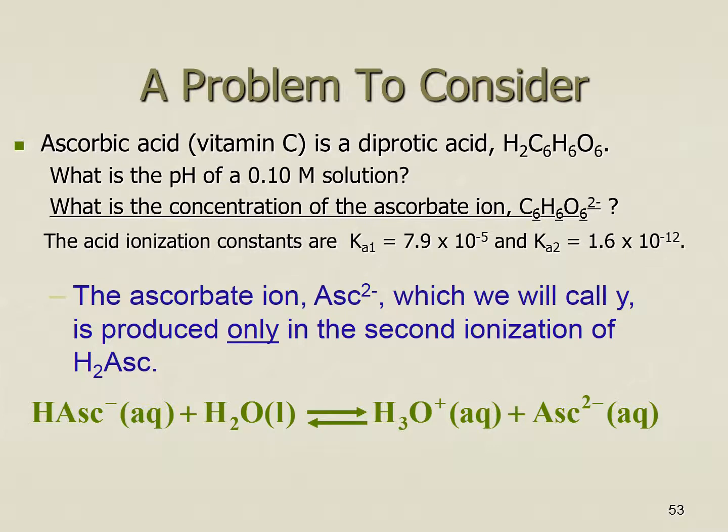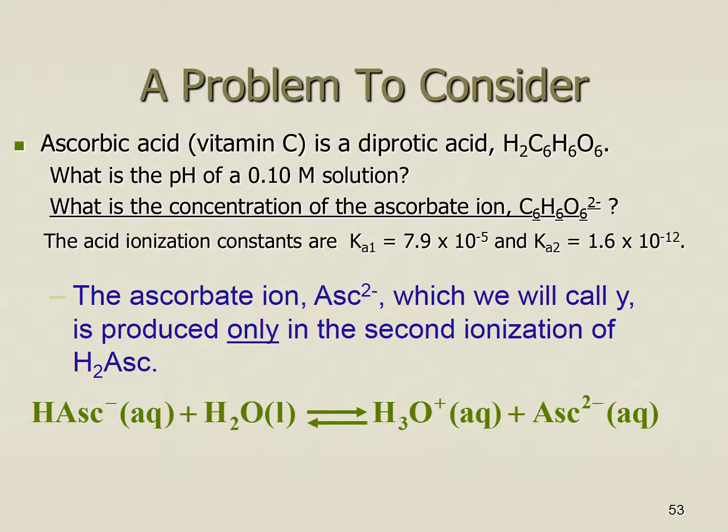So now we want to concentrate on the second question. What is the concentration of the ascorbate ion, C6H6O6? For that, we're going to have to use our second equilibrium expression. Now, I'm going to call the ascorbate ion Y, just to make it simpler and to keep it different from the previous equation where we used X. You can call it whatever you want to. You can call it X2 if you want to, where we did X1 in the first equation. But I'm just going to call it Y, just so that we know it's different from the first equilibrium expression.